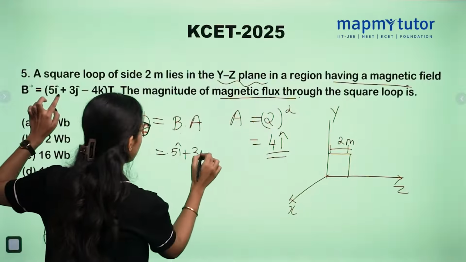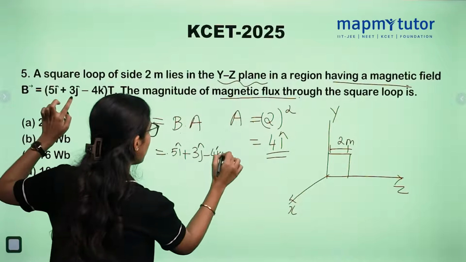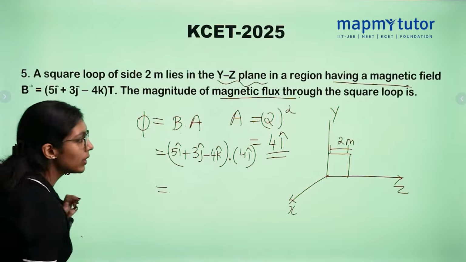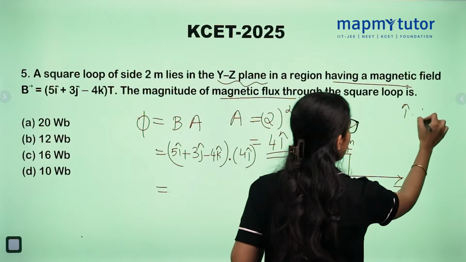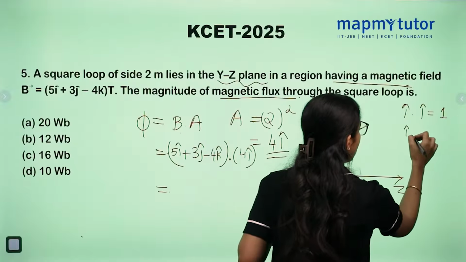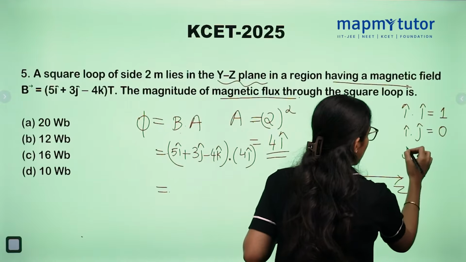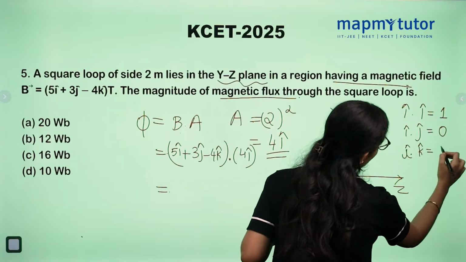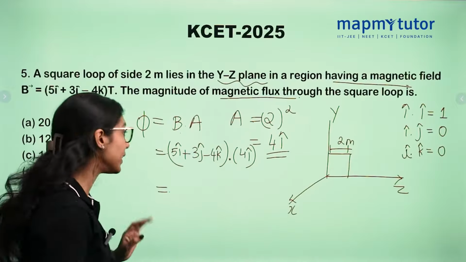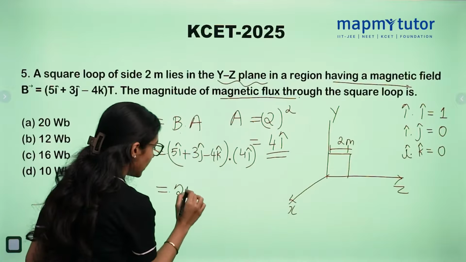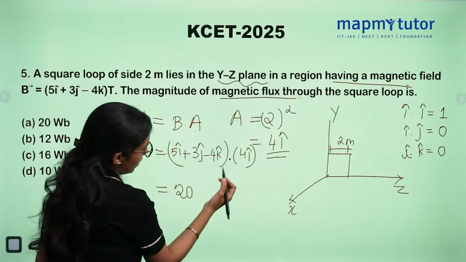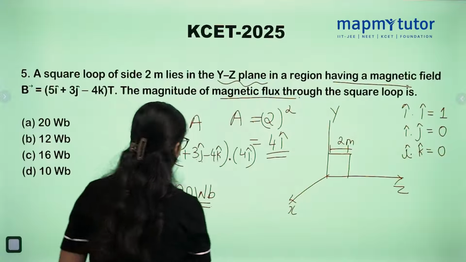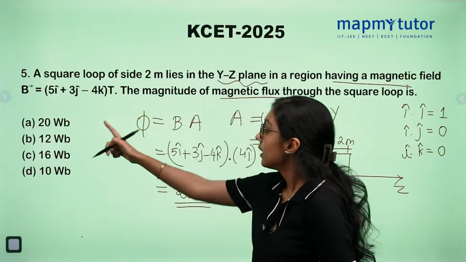I have my value here, 5 i cap plus 3 j cap minus 4 k cap dot product with 4 i cap. Now, we all know that i cap into i cap is 1, i cap into j cap is 0, j cap into k cap is also, or you can say i cap into k cap is also 0. We have learned this already. So i into i will be 1, so that is 20. That j and i is 0, k and i is again 0. So your unit is Weber. Hence 20 Weber is correct answer. That is option A.